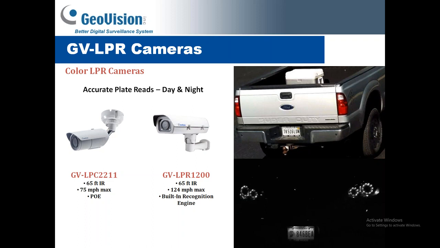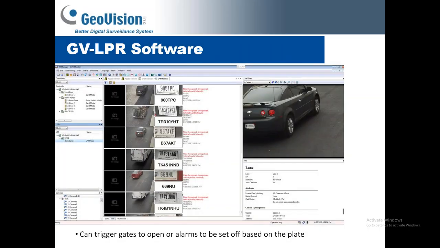The model on the left, the LPC 2211, does not have the recognition engine built in. It just has the ability to see plates during the day or at night, like you see in the images here. But you do have the ability to get a license plate recognition software, and it does give you the ability to get your recognition results.